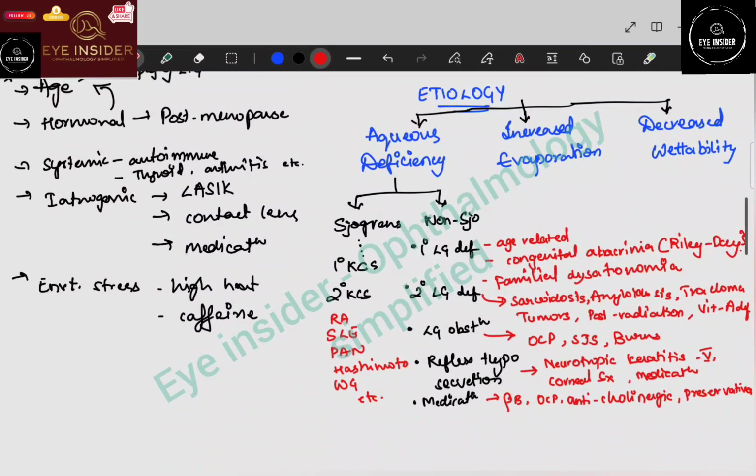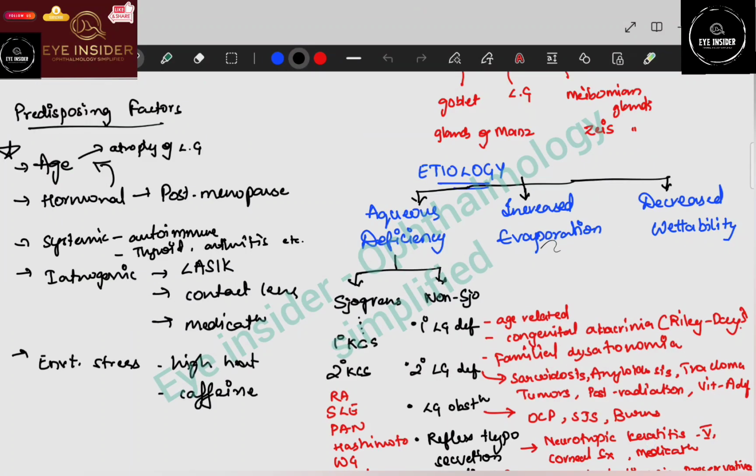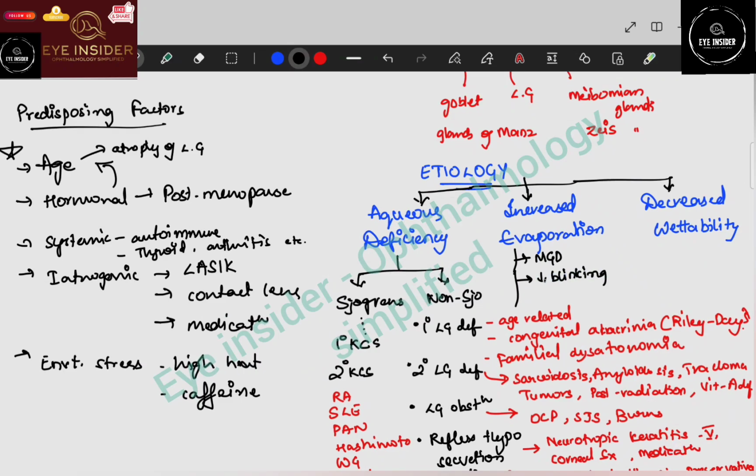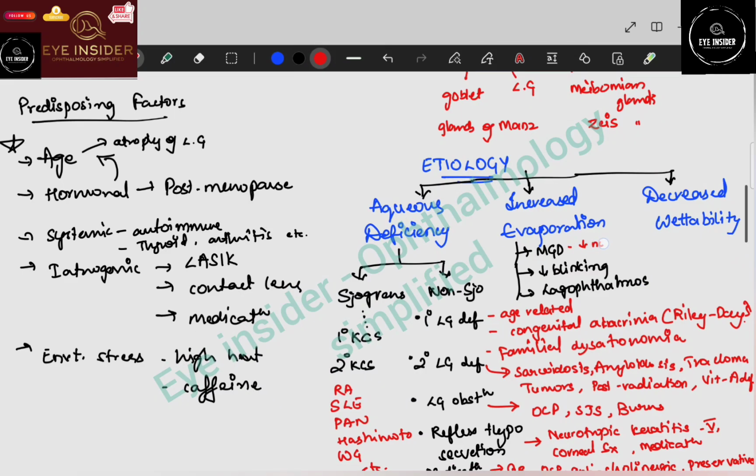Coming to increased evaporation, this occurs due to meibomian gland dysfunction, reduced blinking, and also lagophthalmos. In meibomian gland dysfunction, there is increased number or replacement, which can be seen in trichiasis, distichiasis, and rosacea. Reduced blinking can be seen with excessive screen time. Lagophthalmos occurs in case of seventh nerve palsy and proptosis.